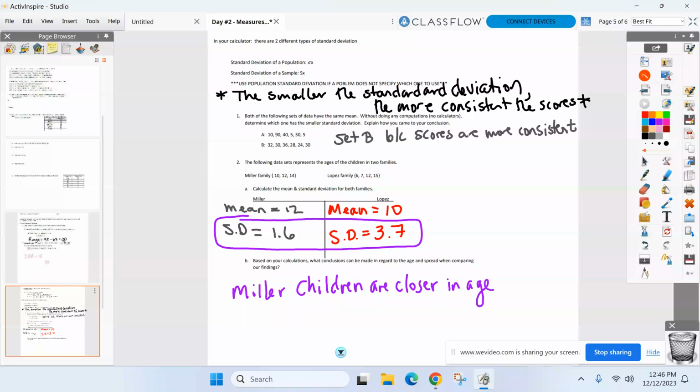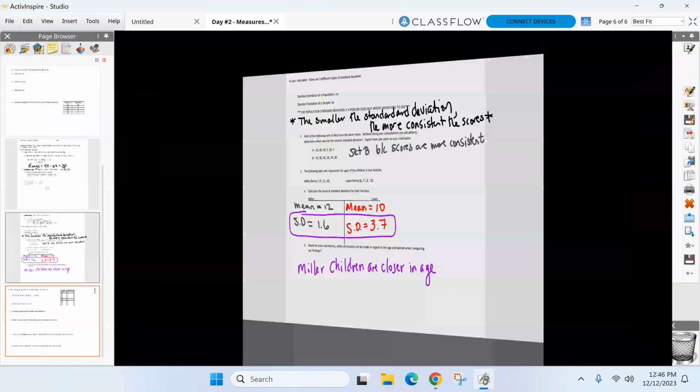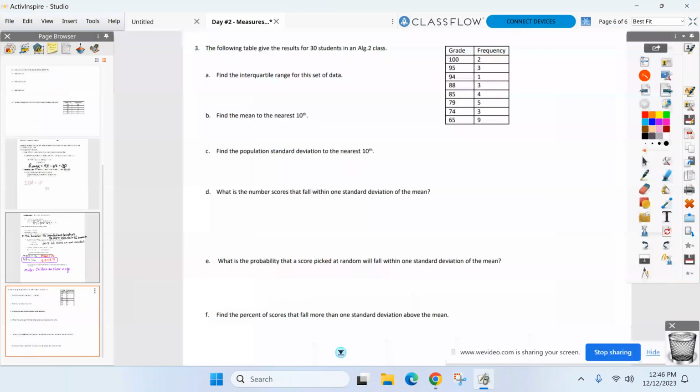All right, now here comes the fun. We're going to combine yesterday into today. Before you touch that calculator, this is called a frequency table. Describe to me what it means. How many hundreds are there? 2. Hey, I don't need you to do this, but I need you to understand what this table is telling you. There's 2 100s, 3 95s. This is what it looks like if I listed out all these numbers. So that's what it means. There's not just 165, there's 9 of them.